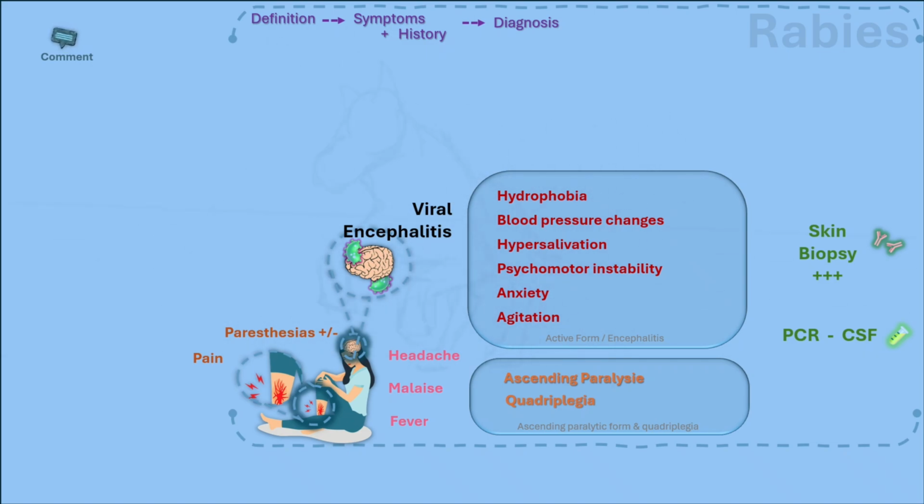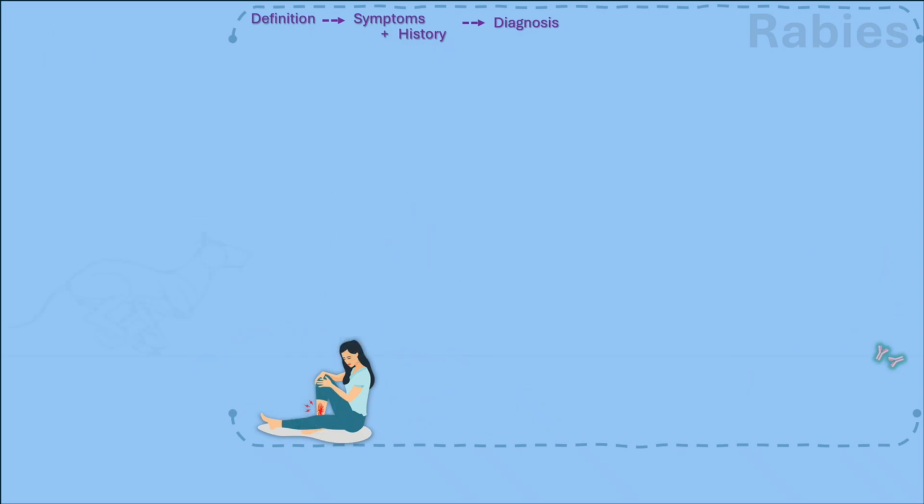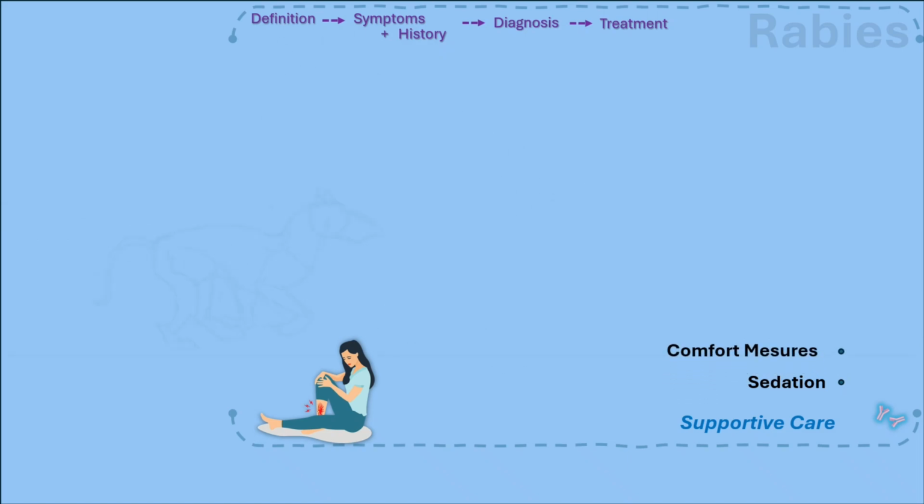The rest isn't much as we move here to treatment, where we'll only talk about supportive care, because once rabies is declared, treatment is only symptomatic, including deep sedation with ketamine and midazolam as examples, plus comfort measures. Unfortunately, death generally occurs 3 to 10 days after symptom onset.